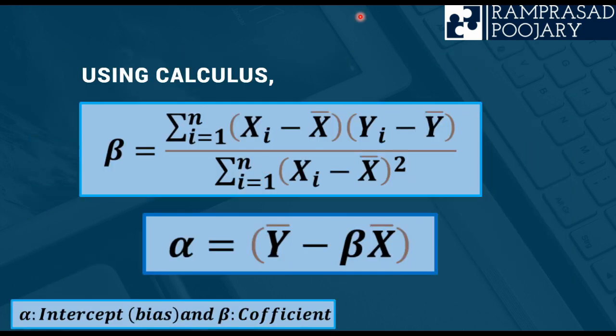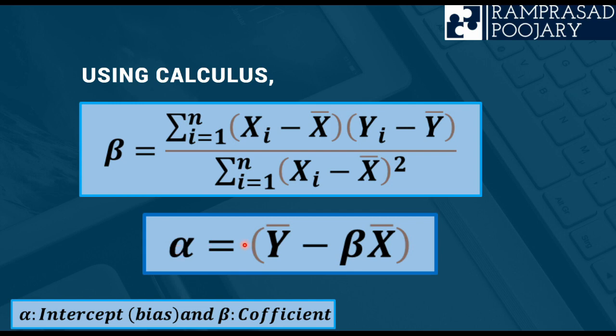Now using calculus, I will not go into the derivations here. We can directly compute alpha and beta using these formulas. So this is beta. Beta is nothing but the coefficient. There is only one coefficient because we have only one x value, and this is the intercept. In the case of linear regression, intercept refers to the starting point of the line.